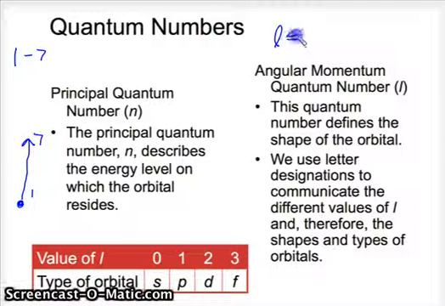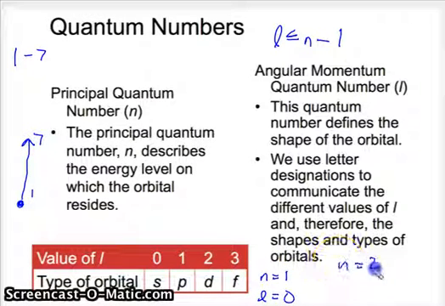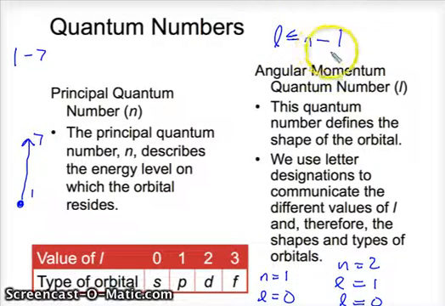L is always less than or equal to n minus 1. Okay, so that means if I have n equal to 1, my L equals 0. If I have n equal to 2, I have L equal to 1, and I have L equal to 0, because it's less than or equal to n minus 1. So that means it encompasses everything that is less than or equal to what n minus 1 is. So notice that if L is 0, I have what's known as an s orbital. If L is a value of 1, I have a p orbital, and so on.